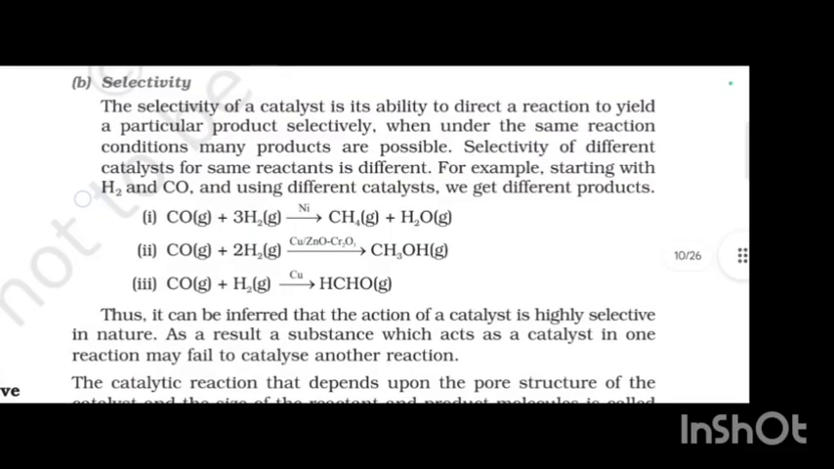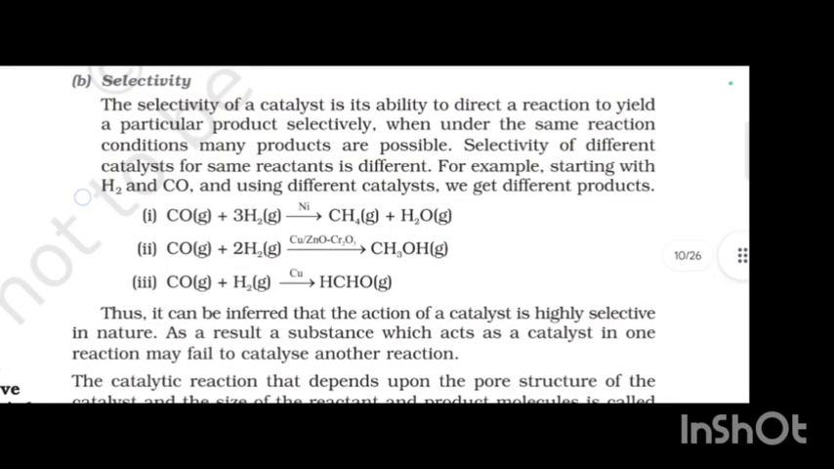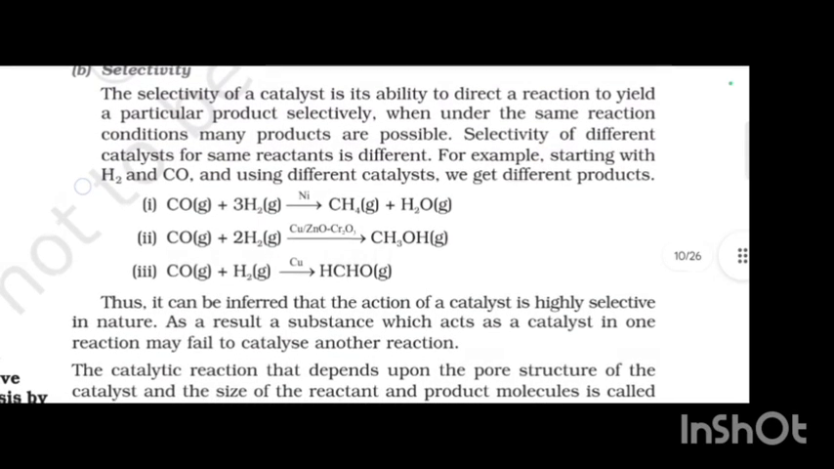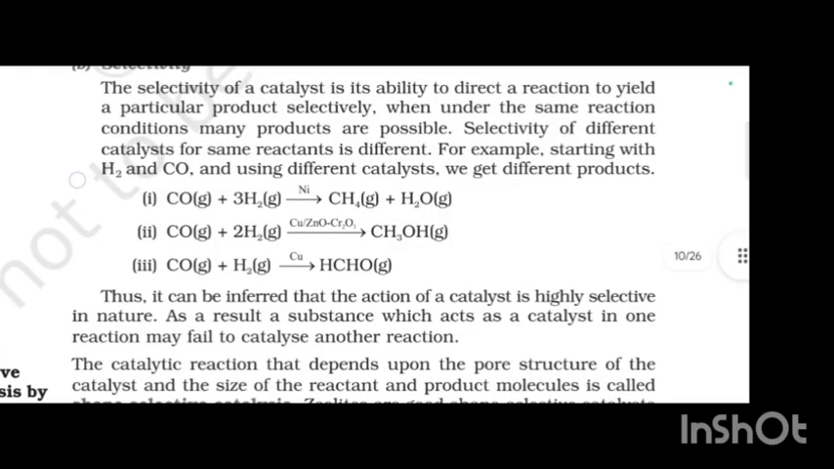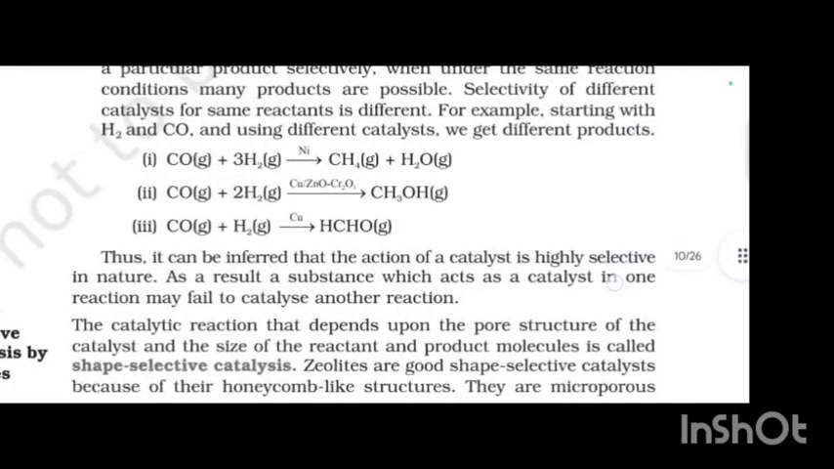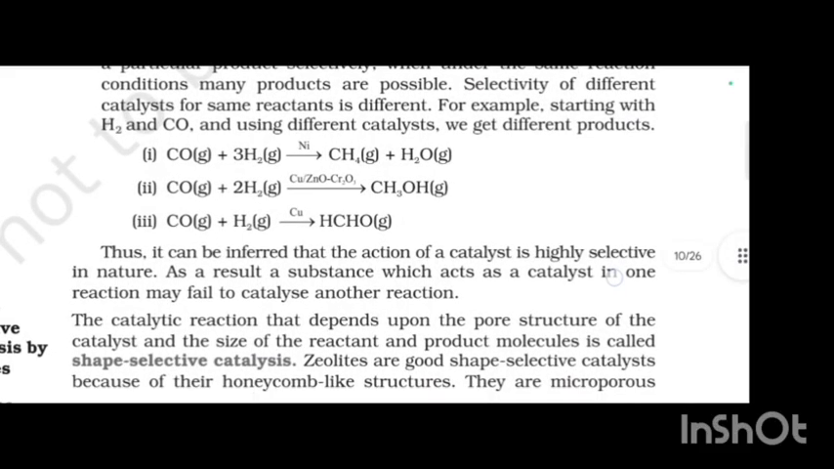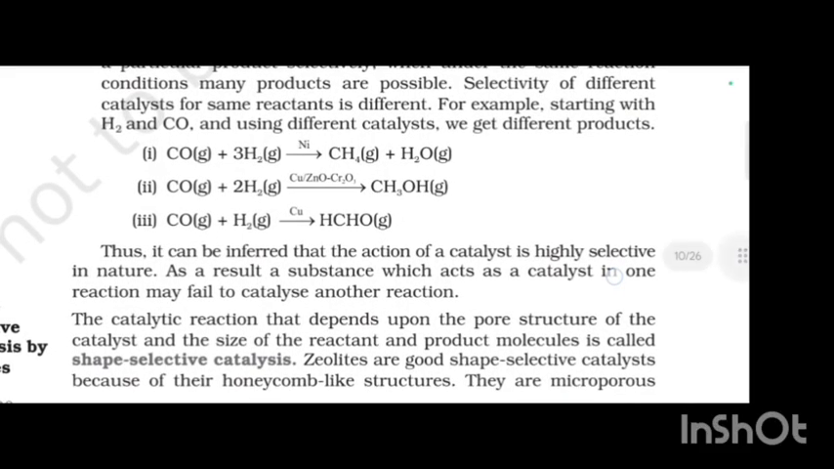B. Selectivity. The selectivity of a catalyst is its ability to direct a reaction to yield a particular product. When under the same reaction conditions many products are possible, the selectivity of different catalysts for the same reactant is different. For example, starting with H2 and CO and using different catalysts, we get different products.